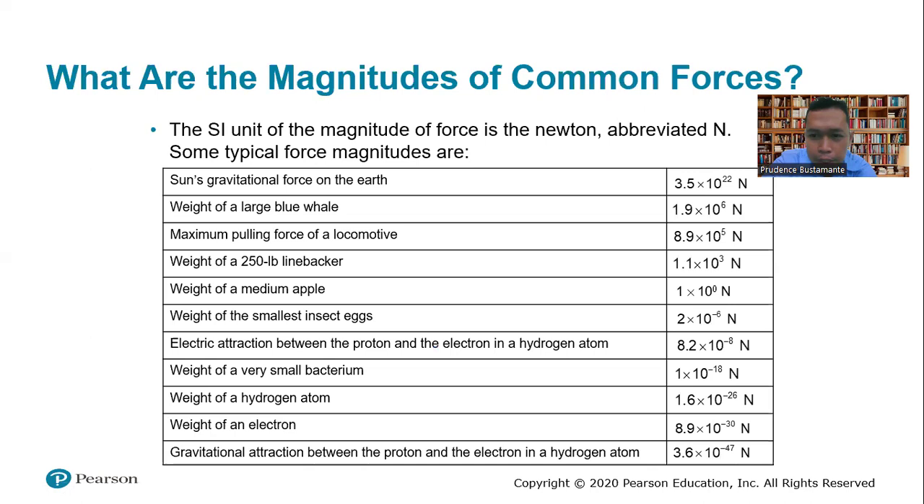The weight of the smallest insect egg is 2 times 10 to the 6 Newton. The unit of force is usually the SI unit Newton. We cannot really relate to that yet. The sun's gravitational force on the earth is 3.5 times 10 to the 22 Newton. That is a huge force. So these are common in SI units. The magnitude of force is in Newton, abbreviated N. Those are typical force magnitudes.